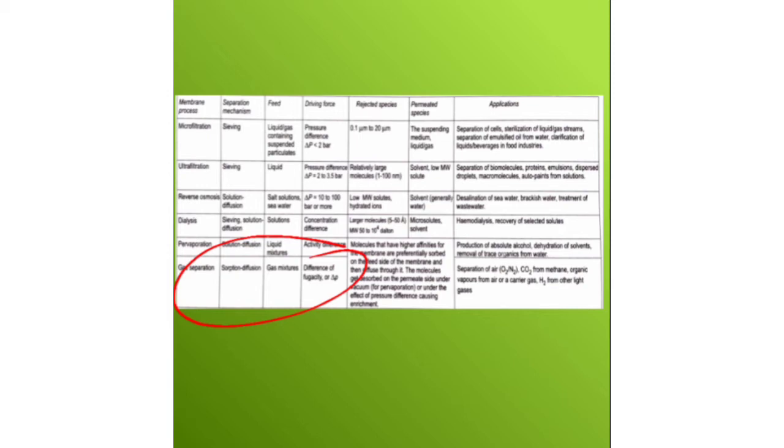So students, it is my suggestion, please remember all these values, learn all these values in case of microfiltration, ultrafiltration, because some of the multiple select questions or multiple choice questions may come from this portion. Okay, so learn all these values. Here the application of each process is also given. You can see the application of each process and the permeated species also.